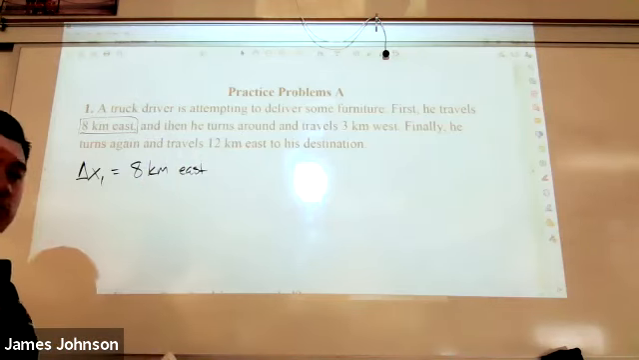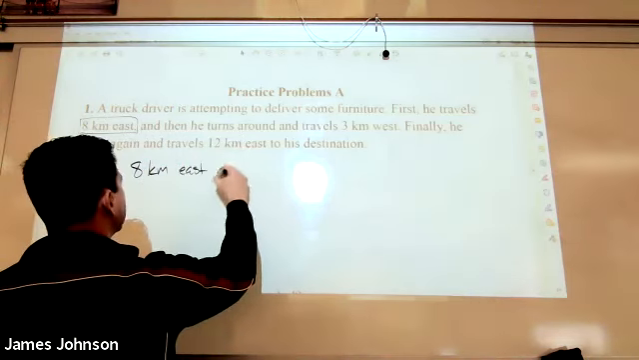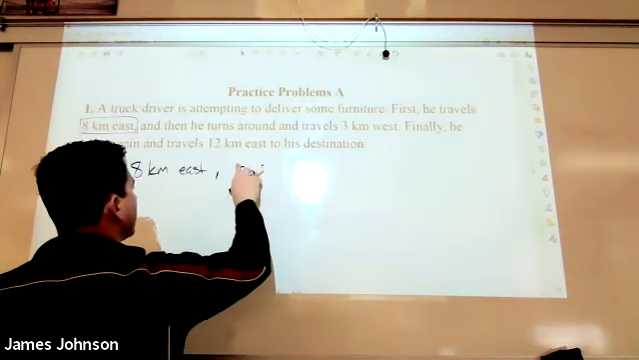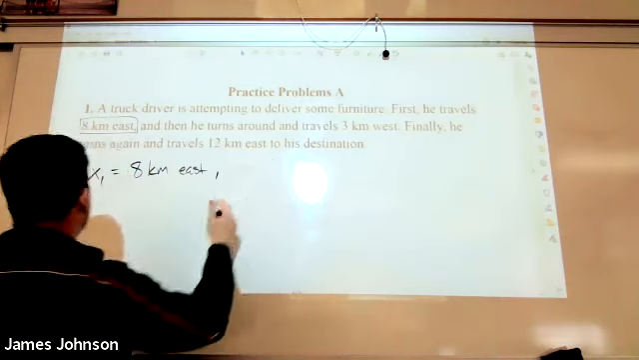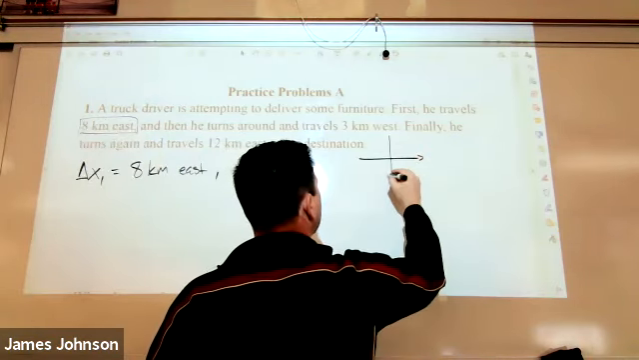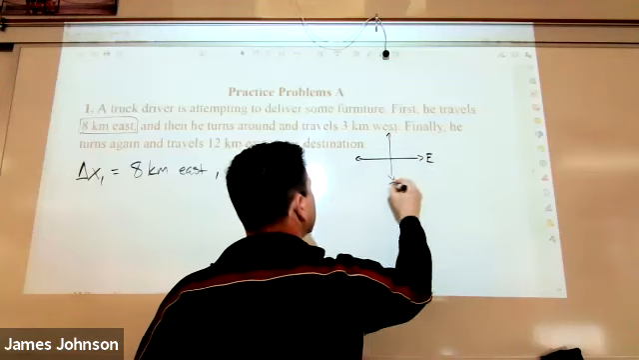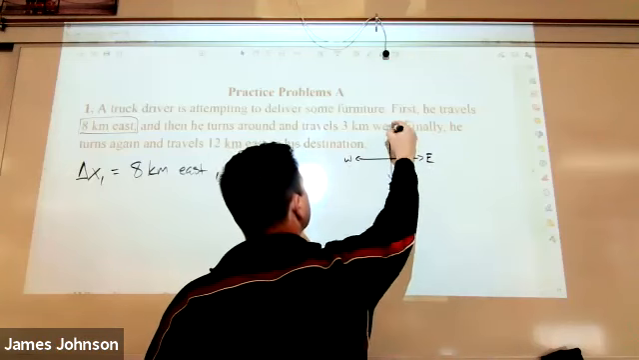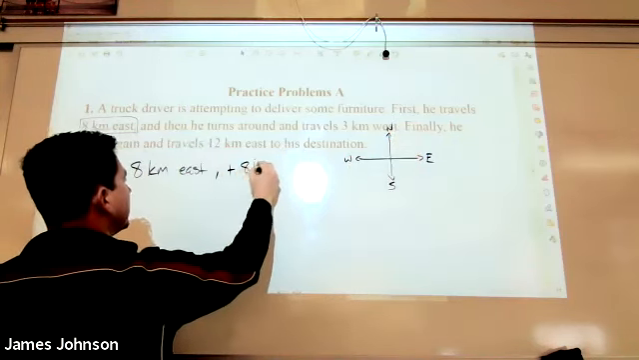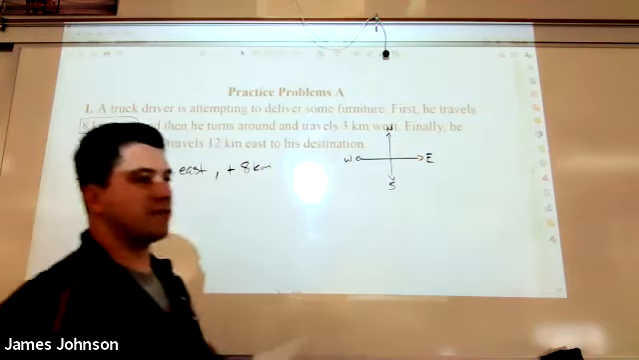We can also represent this appropriately on a four quadrant coordinate system, typically east, south, west, north. So this would be a positive 8 kilometers because we'll be traveling east.